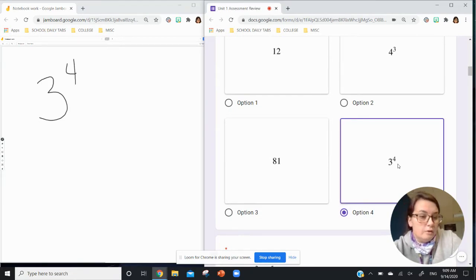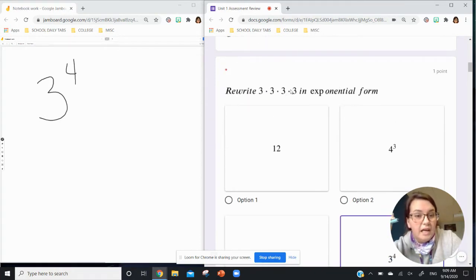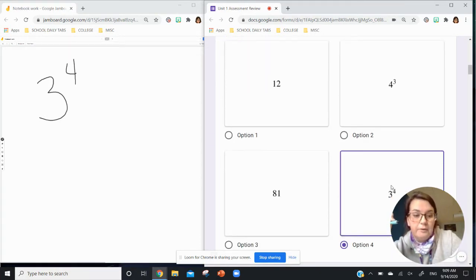Okay, so 3 was the number being multiplied. That's the base. It was multiplied 4 times. That's where I got the exponent from.